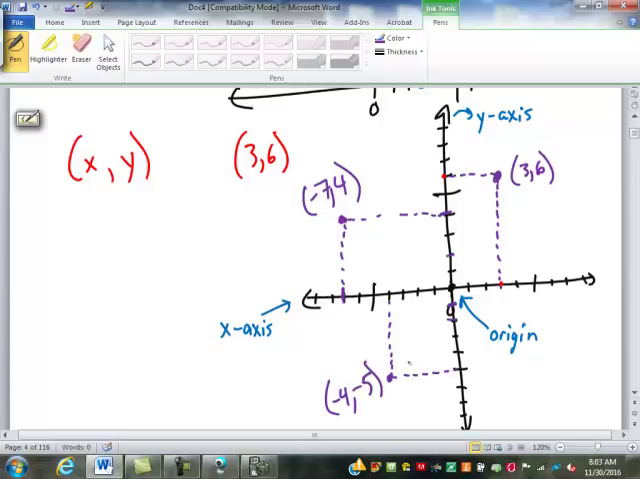-4, -5. Good. And this one. That would be 7 and -2.